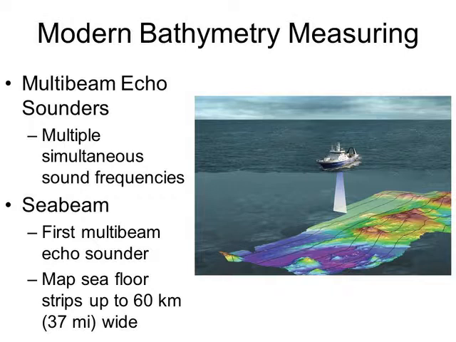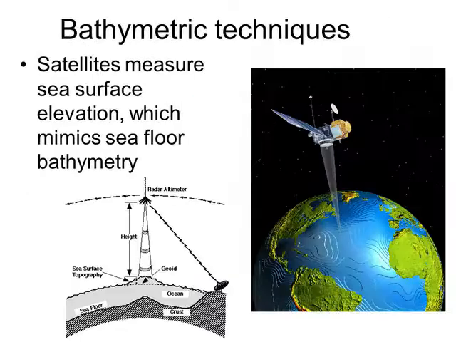The C-beam was the first multi-beam echo sounder, and it can do up to 60 kilometer wide strips of mapping on the seafloor, which is pretty incredible. And there is no blind spots in this one, unlike the side scan sonar. Additionally, the multi-beam sonar is off of a boat, but we do have some techniques that we use from space. So we use satellites to help determine bathymetry of the ocean floor.